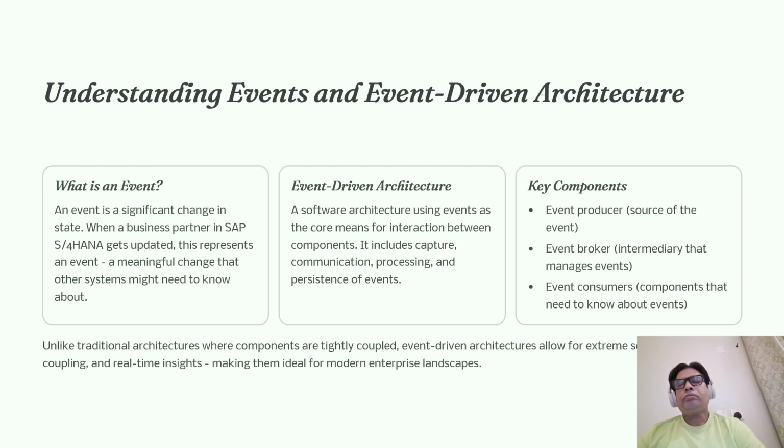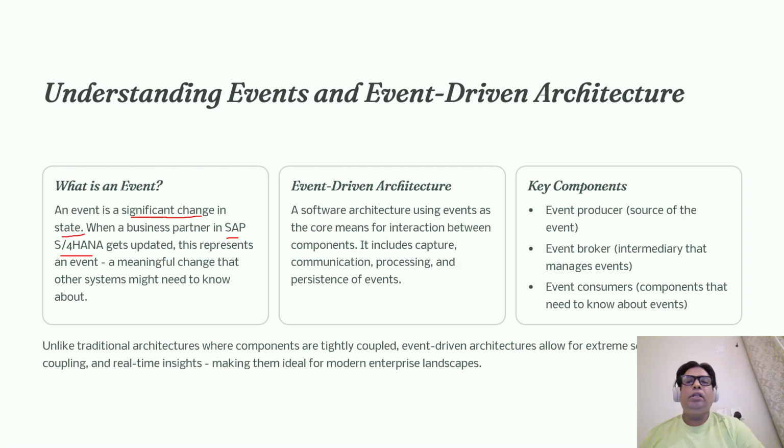architecture. Generally, we can understand that an event is a significant change in the state. For example, there is some change that happened in the state of S4 HANA. If the business partner is using S4 HANA as a source system, it is a database or source system. Some update happens in S4 HANA, then it represents an event. It is a meaningful change that the system might know about, what change happened, either an update of a record or an event.